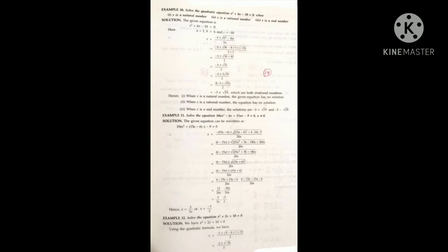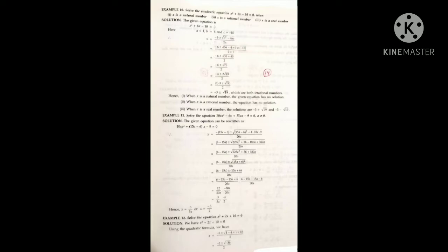Now let us see the next question. Solve the equation x square plus 2x plus 10 is equal to 0. That is, we have to find the value of x using the quadratic formula. So we compare this with the general form of the quadratic equation, ax square plus bx plus c is equal to 0, and we get a is equal to 1, b is equal to 2 and c is equal to 10. So put these values respectively in the quadratic formula and you get minus 2 plus minus under root of minus 36 divided by 2.